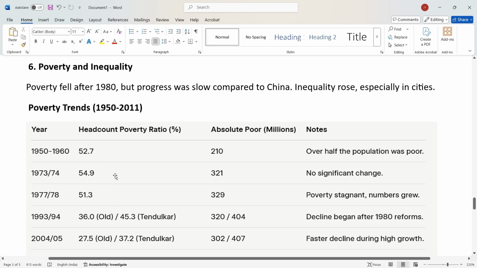It remained the same, with a very slight difference after 10 years. In the 1970s it becomes 54.9%. There was no change. If you are not able to understand with the help of the percentage, you can see here with the help of numbers.